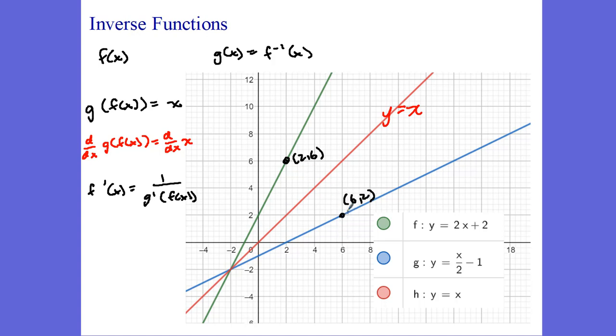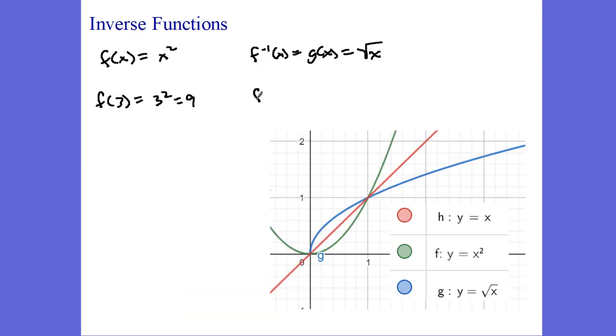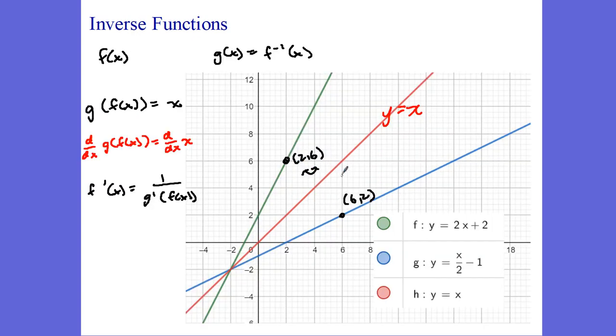It's a reflection of each other. So at (2, 6), the inverse is going to be (6, 2). You can see the x and the y are swapped. So when I get f inverse of 9, which is g of 9, we get the square root of 9, which is 3. When we plug 3 into my parent function, I get 9. When I plug 9 into my inverse function, I get 3.